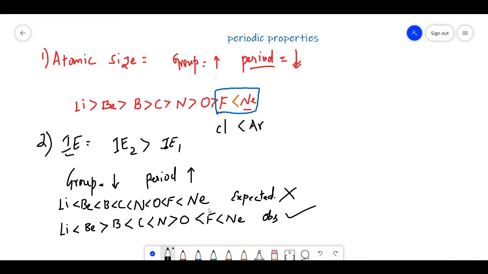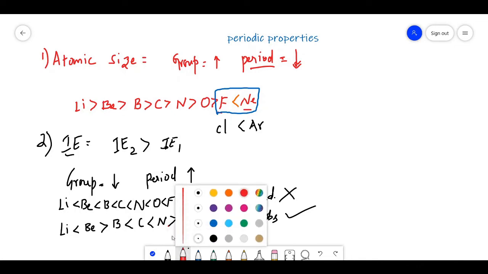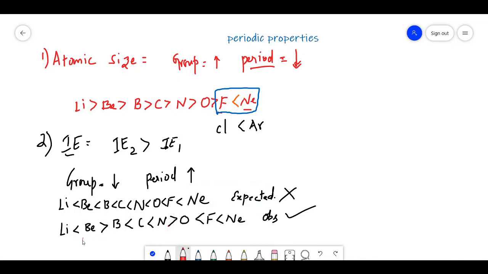Why is this happening? When you see the configuration of beryllium, it is 1s2 2s2, which is a completely filled configuration. I have said before that elements with a stable configuration, that is a completely filled configuration, are more stable. So they require more energy to remove electrons. So beryllium will have more ionization energy than boron.